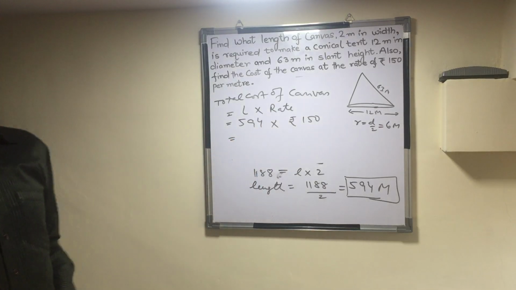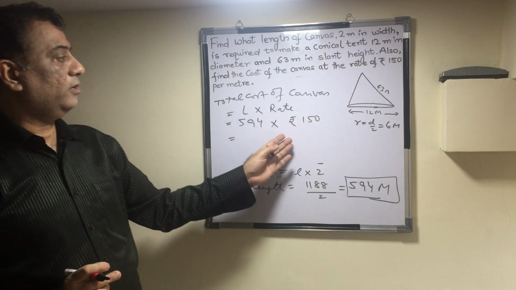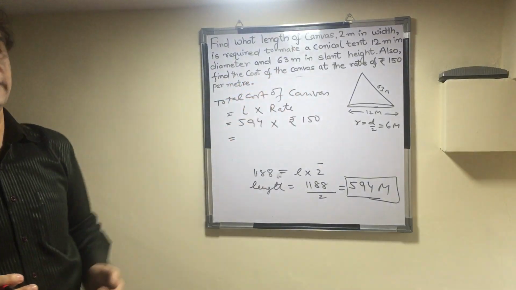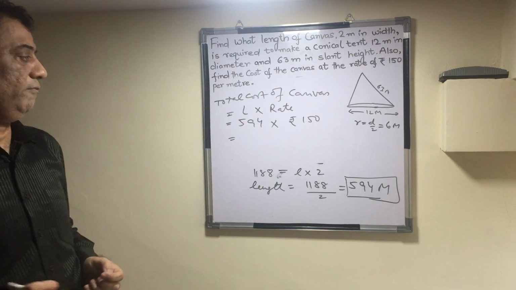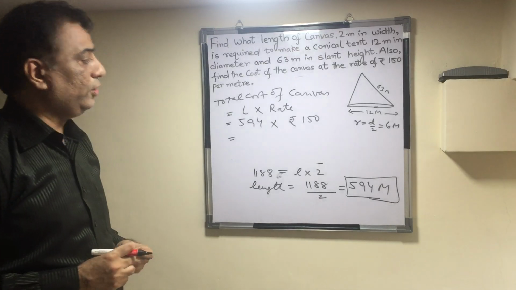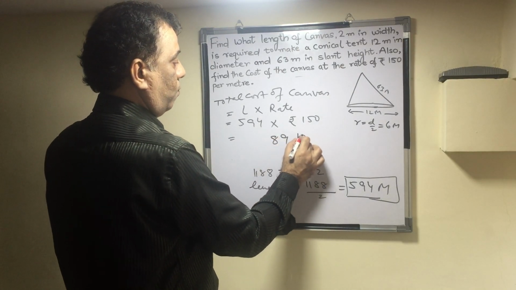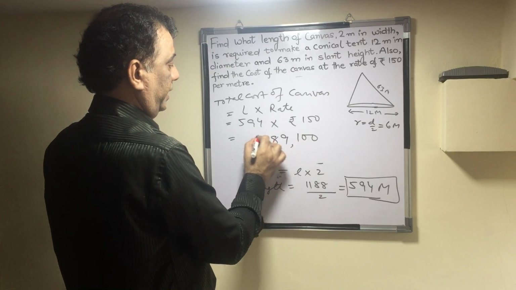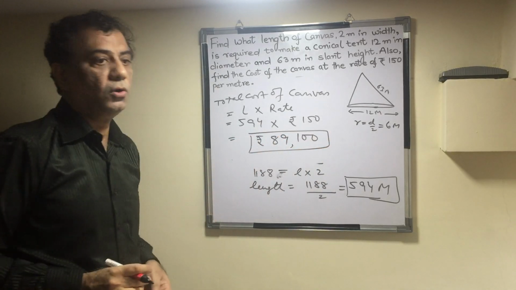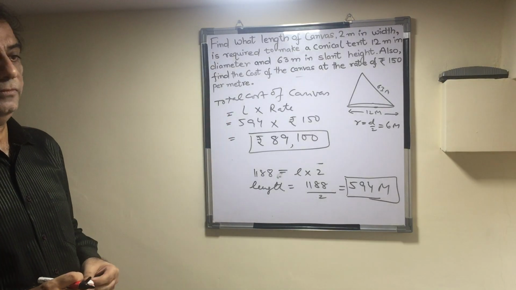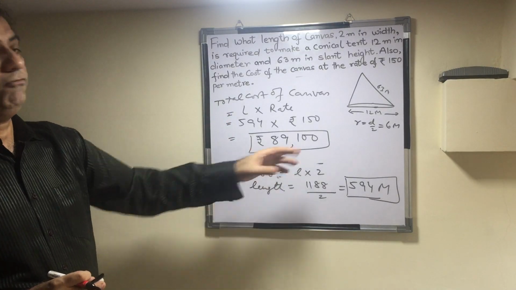So if we multiply the length of the canvas with the rate per meter of the canvas, we will get the total cost of the canvas. So 594 into 150 is 89100. Hence the total cost of the canvas will be rupees 89100.